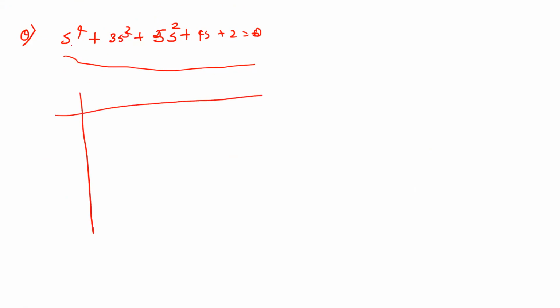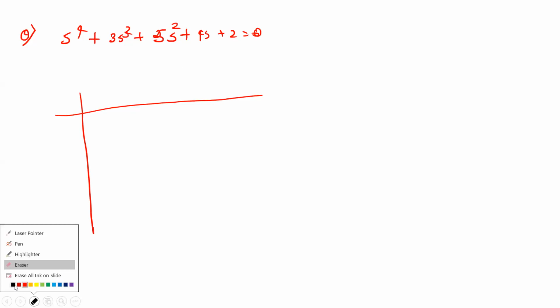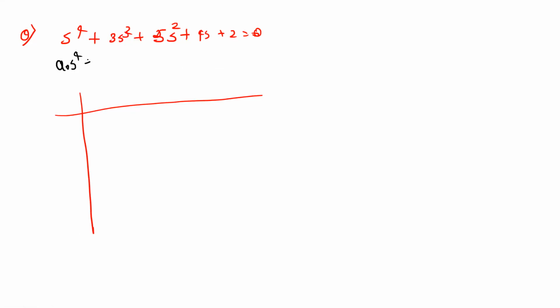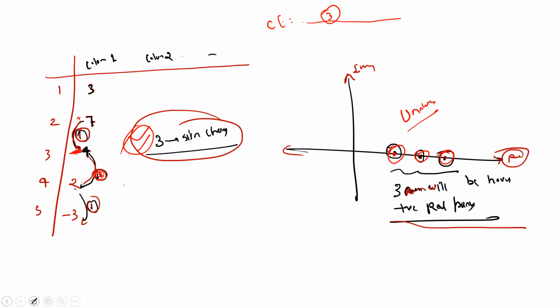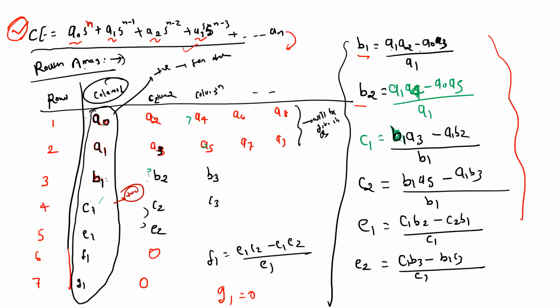So in the first I'll be putting it. So you can write this in terms of this one. These characteristic equations can be written as, let's say, a naught s to the power n plus a1 s to the power n minus 1 plus a2 s to the power n minus 2 kind of thing, right? So that's what I am writing here.